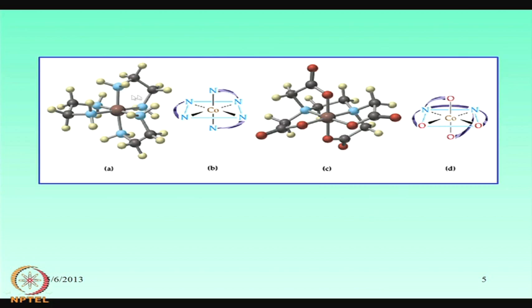So, this nitrogen is starting from here. This is the first chelate, this is the second one from this nitrogen to this nitrogen, and this is the third one from this nitrogen to this nitrogen. So, when we see the three dimensional view we see this particular chelate.